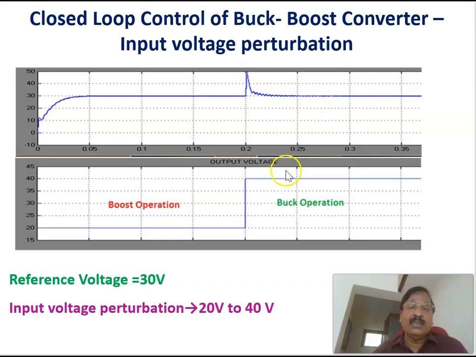Of course, there is a spike during the transition, and during this operation, input voltage is equal to 40, but we want to keep the output voltage equal to 30. Therefore, a bucking operation is required, that is, it is working as a buck converter. When input voltage is more, 40 volts, the bucking operation is taking place, and when input voltage equal to 20, the boosting operation is taking place. Therefore, the circuit is working as either a boost converter or a buck converter depending upon the input voltage, because the reference voltage we kept as 30 volts. We want to get output voltage 30 volts independent of the input voltage perturbation or variation.